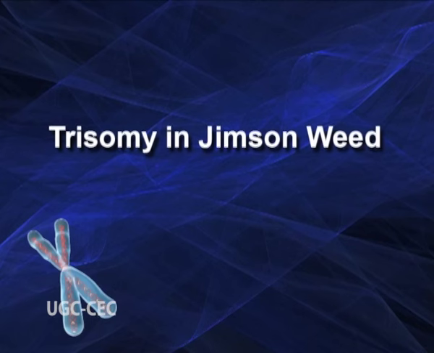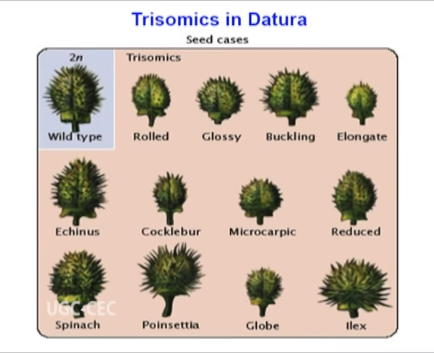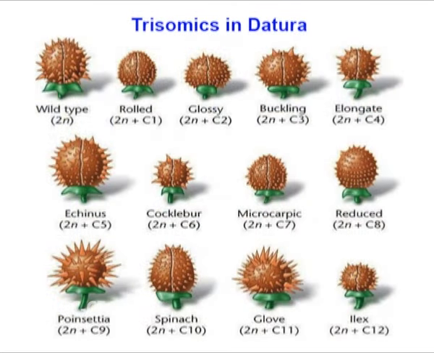A trisomy in Jimson weed. The Jimson weed, Datura stramonium, shows a considerable amount of morphological variation in many traits, particularly the fruits. The normal chromosome number of this plant is 2n equals 24.